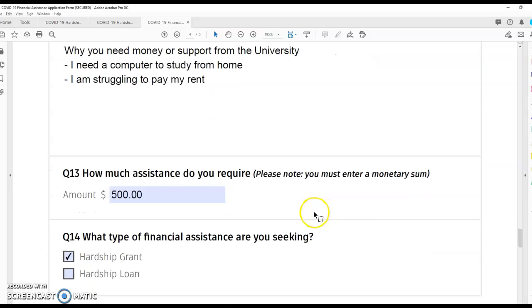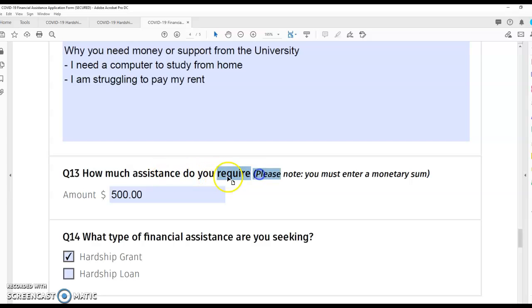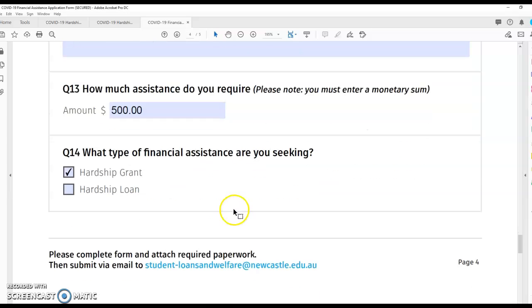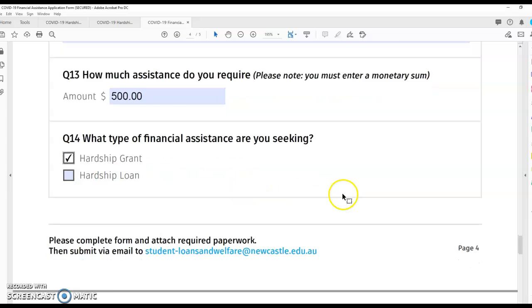Then question 13 asks you, how much assistance do you require? So you note the question does not say how much money do you want, it's how much do you require. So $500 is the maximum, but you don't need to enter $500. It depends on what you need the money for. So please be honest and put in how much money you actually need or require. Then also put in whether you want the money as a grant with no obligation to repay it, or a loan because you believe you will be able to repay it at a future date.